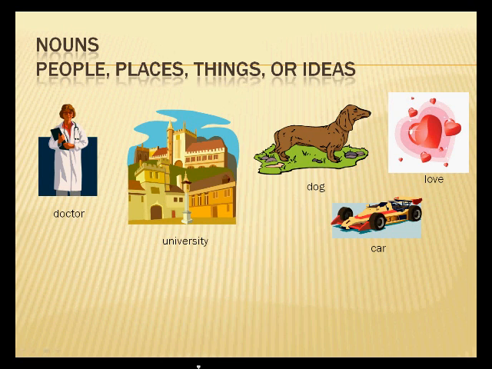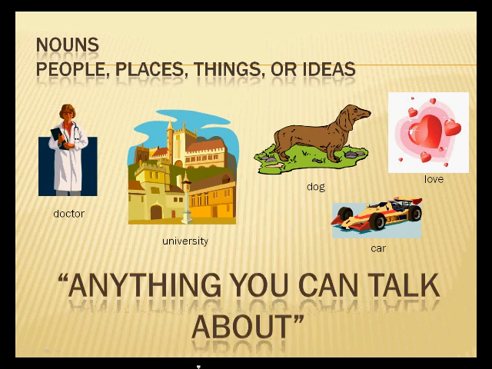These are all nouns. How do we know they're nouns? Well, another way to think about it is to think of this little short sentence. A noun is anything you can talk about. Can you talk about a university? Then a university is a noun. Can you talk about a dog? Then a dog is a noun. Can you talk about love? You guessed it, love would be a noun.